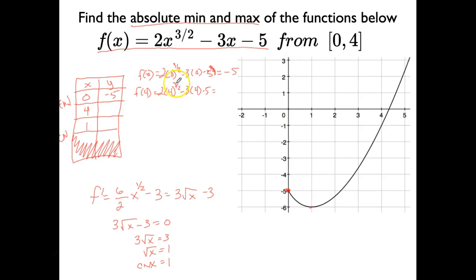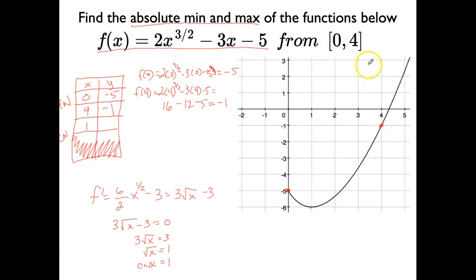Cubed is 8 times 2. It's going to give me 16 for this term, minus 12 minus 5. Okay, that's going to be 16 minus 17. It's going to be negative 1. Okay, so negative 1 is going to be the answer here. Let's double check it. The y value at 4 is negative 1.